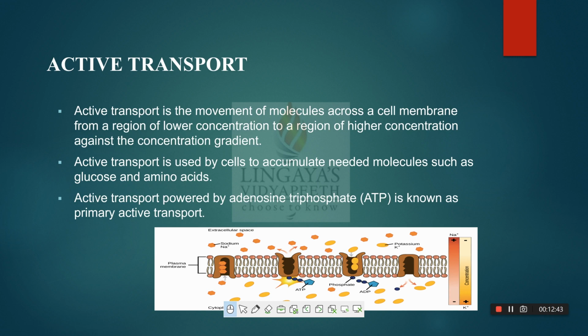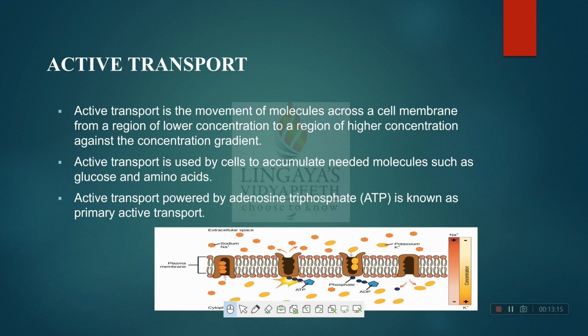So what is actually active transport? Active transport is the movement of molecules across a cell membrane through the use of cellular energy. In active transport, the molecules move from a region of lower concentration to a region of high concentration, against the concentration gradient, with the use of energy.